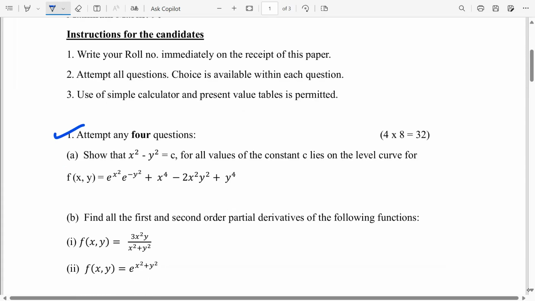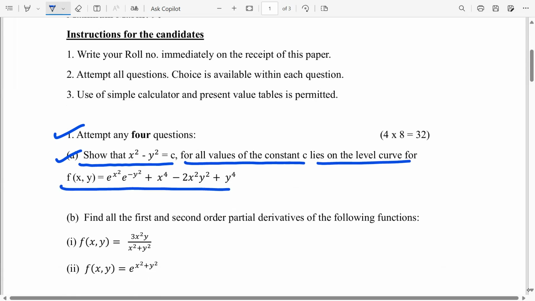So let's look at question 1, part A. Show that x square minus y square equal to c for all values of constant c lies on the level curve for this particular function. The concept of level curves I have covered in my lectures on functions in several variables. Students who have enrolled for my complete Mathematics for Business Economics Part 2 course, please revisit my lectures on functions in several variables for my discussion of the concept on level curves.